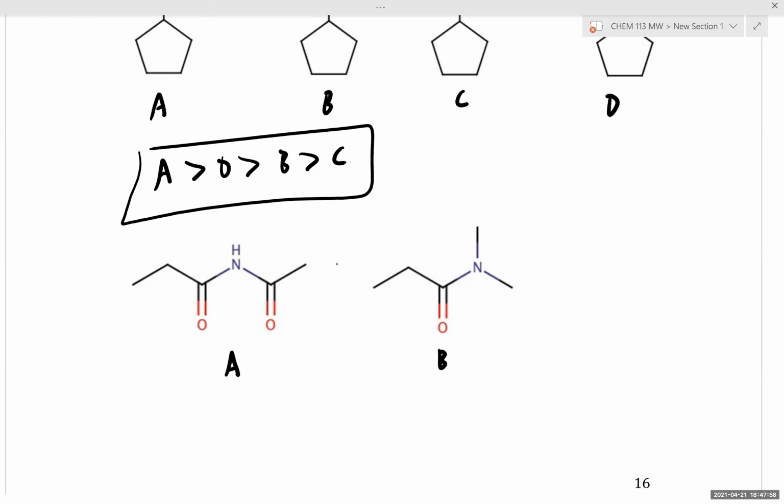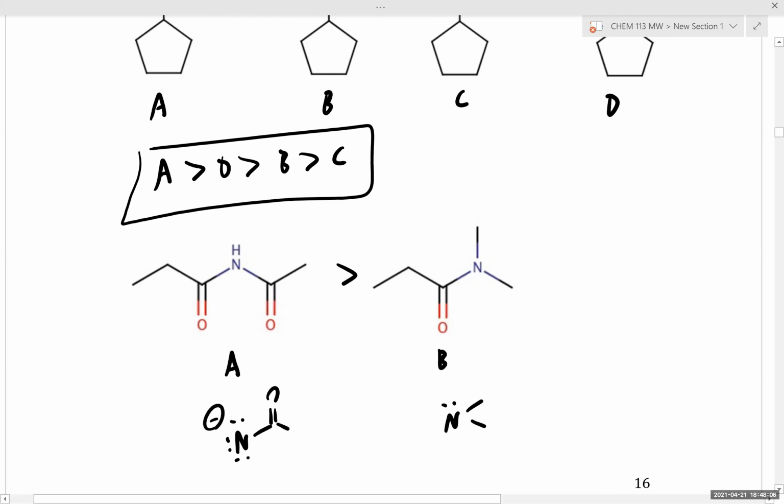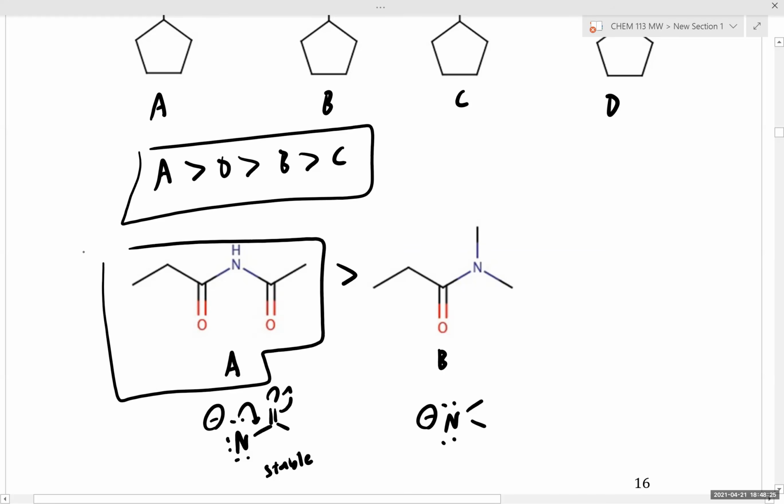So we have a lot of students typing A, right? So if we compare these 2 leaving groups, we see that this first leaving group is stabilized via resonance, and thus the leaving group on carbonyl compound A is a more effective leaving group, and thus carbonyl compound A is more reactive to carbonyl substitution reactions. Wonderful, wonderful. Does this idea and do these examples make sense to everyone?